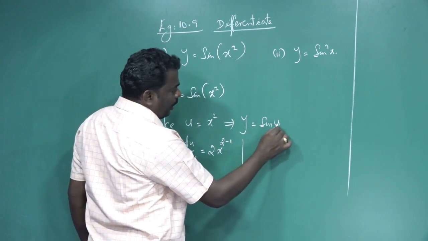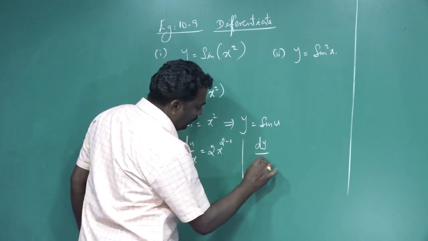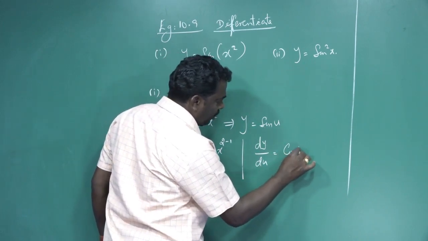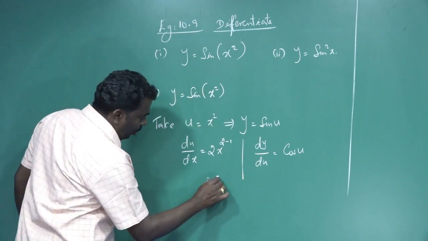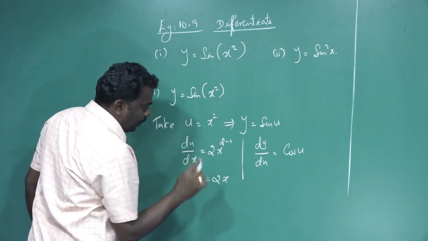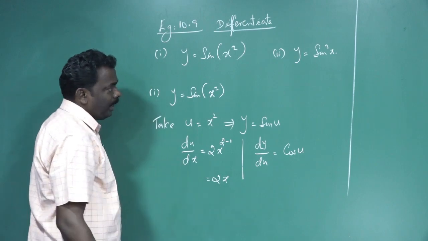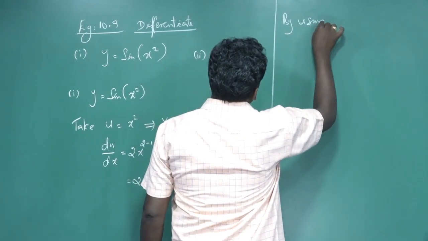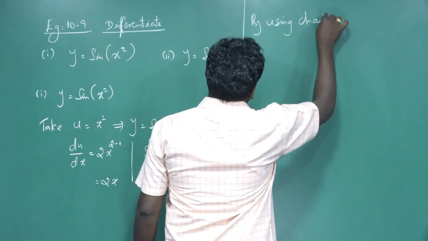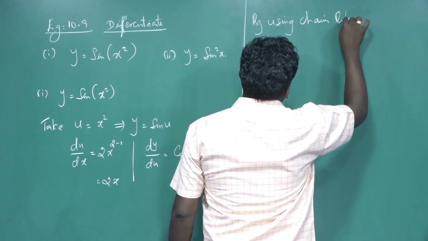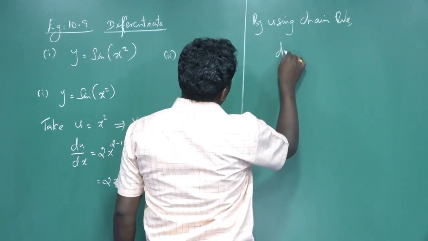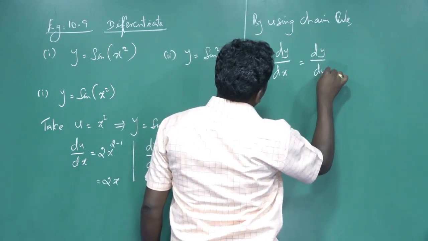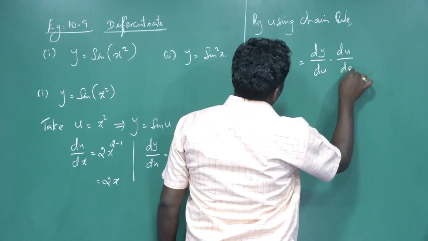Differentiate the y function with respect to u: dy by du is equal to differentiation of sine, which becomes plus cos u. Now du by dx is equal to 2 into x power 2 minus 1, equal to 1, as it is 2x. Now applying the chain rule. What is the chain rule? dy by dx is equal to dy by du into du by dx. Chain rule.